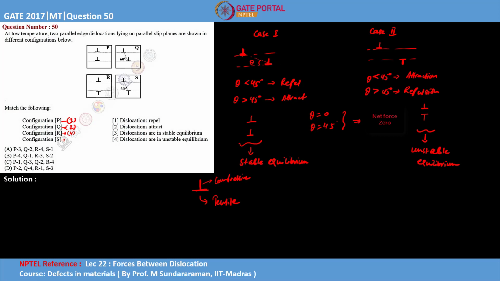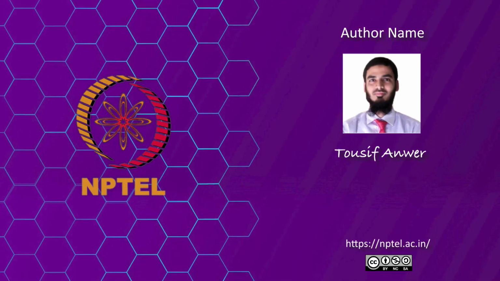And for configuration S, the dislocations are of opposite sign, and the angle between them is greater than 45 degrees. So in that case, repulsion will be happening and they will repel each other. So option 1. So P3, Q2, R4, S1. So option A is the correct match for the configuration versus the nature of forces. So A is the correct answer for this problem. Thank you.